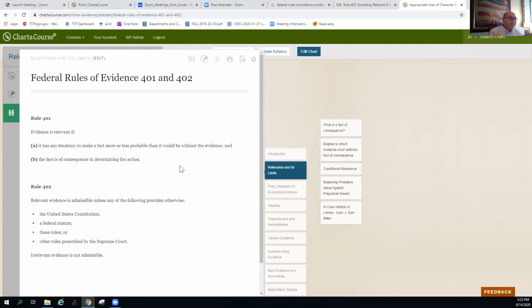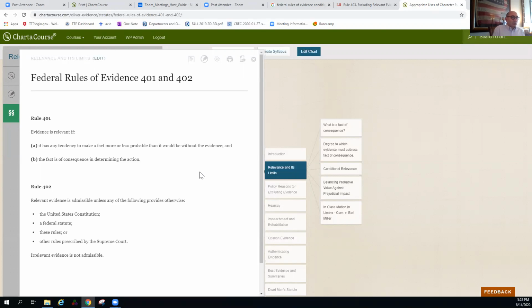So how good does it have to be? It doesn't have to be good at all. Any tendency to make a fact more or less probable than it would be without the evidence, and the fact is of consequence in determining the action. Well, what does that mean? Well, that means that while your fact might, to use the classic metaphor, make it more or less likely that the price of tea in China is higher or lower, the price of tea in China is sort of the classic metaphor for something that's not relevant. So the fact that you're making more or less likely has to be something that matters in this litigation.